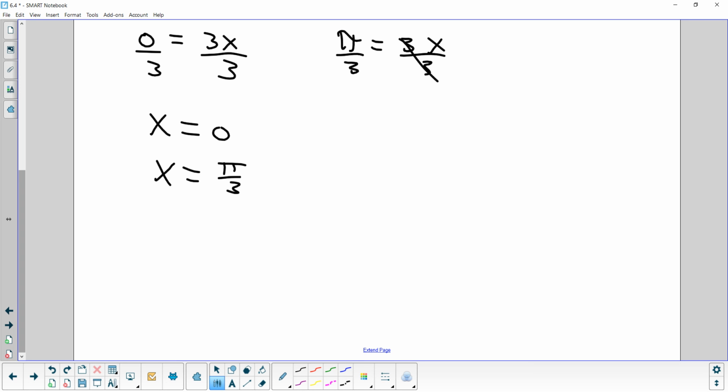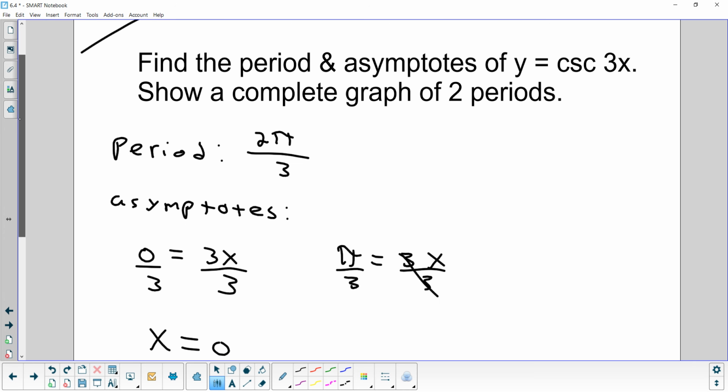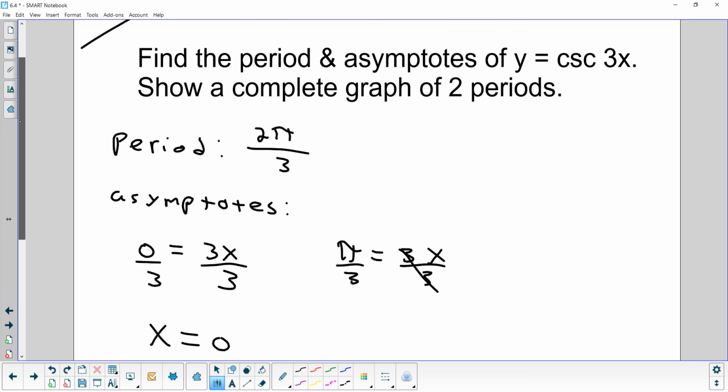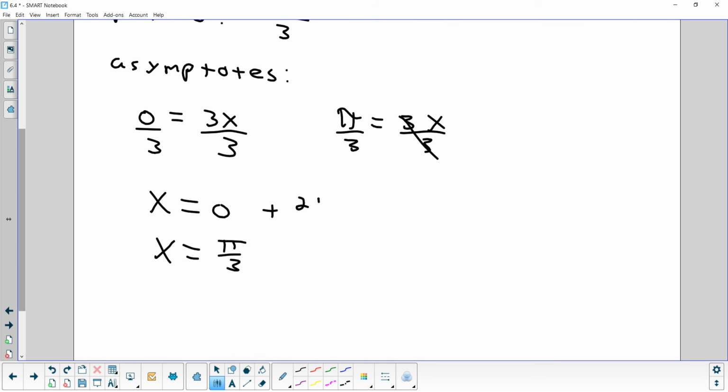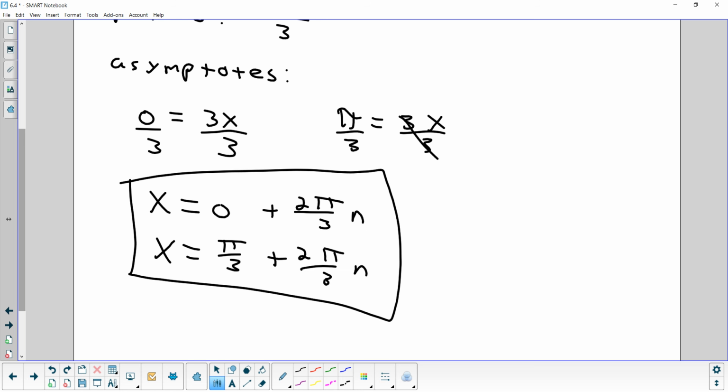Even more general, they repeat every period. They're going to repeat every single period. So it helps that we already know the period, which enables you to set every 2 pi over 3. Technically, you don't need to do 0 plus because that doesn't change anything. But those two asymptotes will repeat under that pattern.